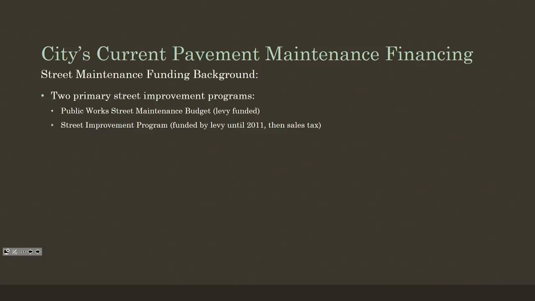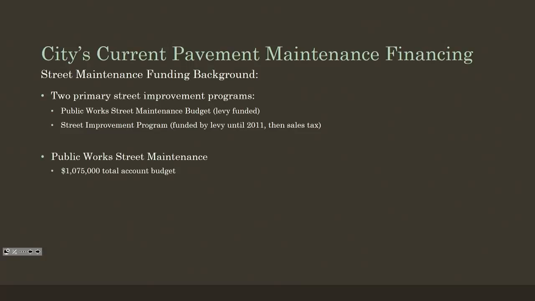I have some data on that I'll show you later, but then in about 2011, we switched over to funding street maintenance exclusively with sales tax. And last year, or 2018 budget, that's how our program was funded. Now in 2019, we've made a few changes to that.